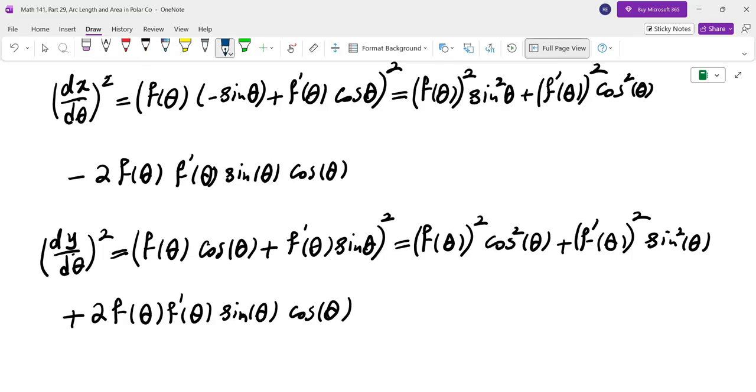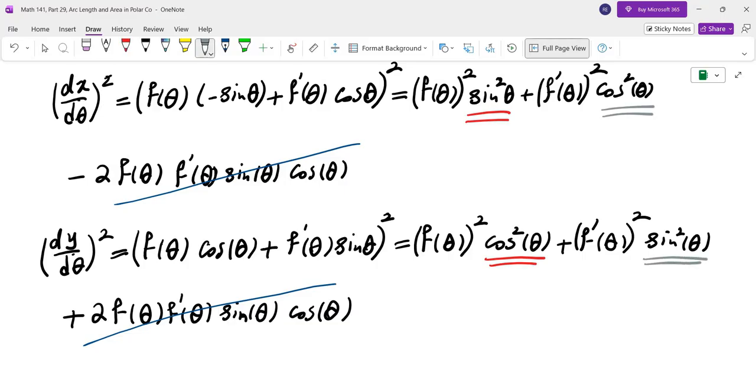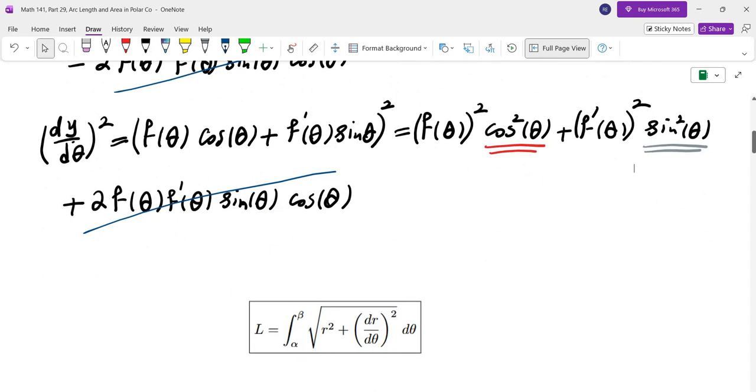Now notice that these two terms cancel when we add these two. These two terms add up to 1: sine squared plus cosine squared is 1 if we factor f of theta squared. These two terms also become 1, cosine squared plus sine squared. So we get this formula.